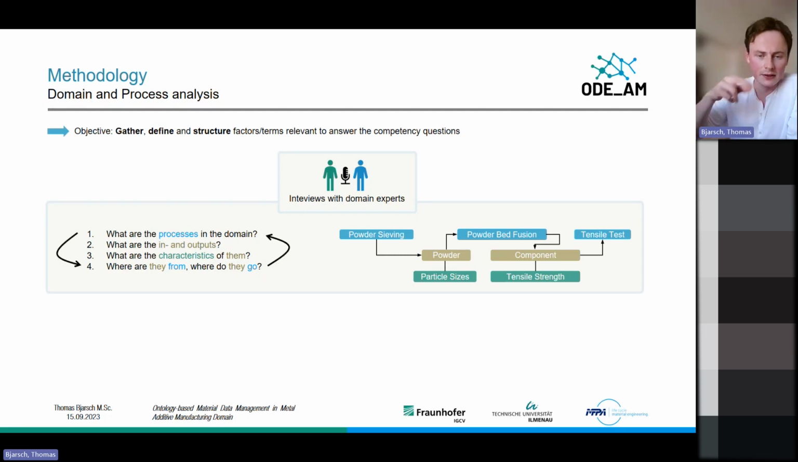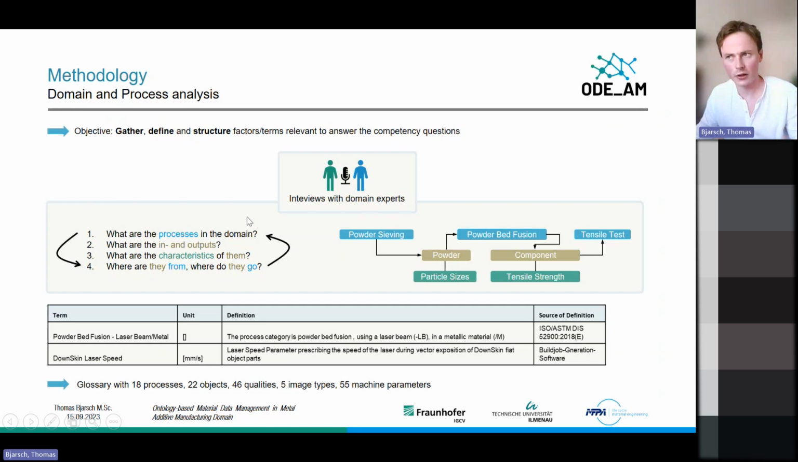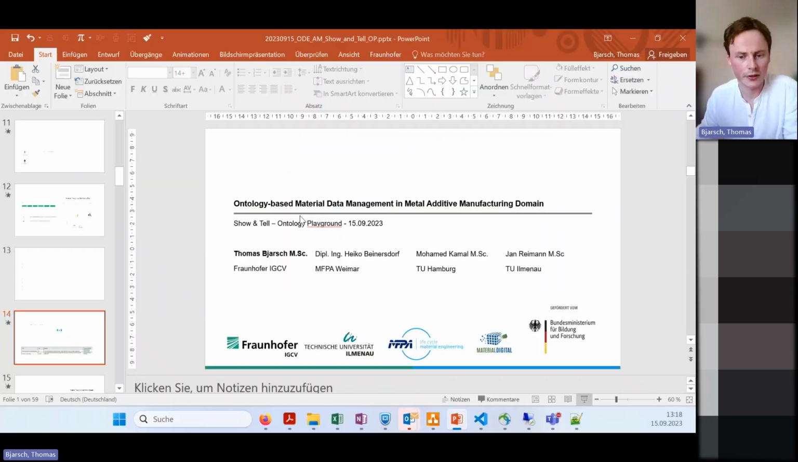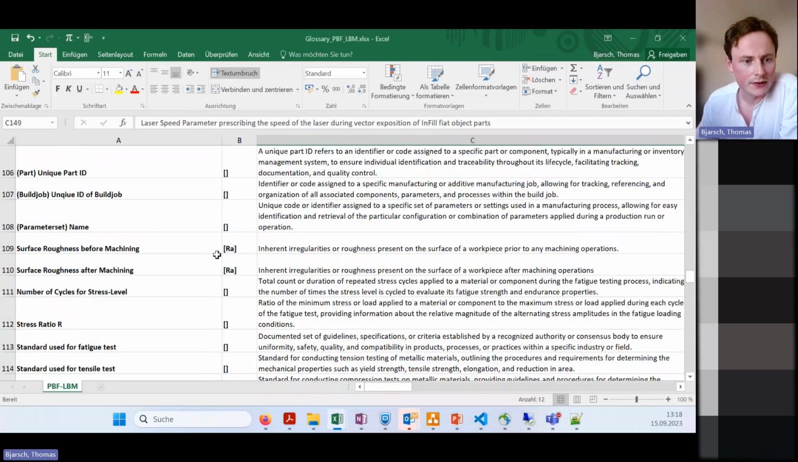And this is an iterative approach. So now we have new processes, powder sieving and tensile testing. Then you have to go to the experts for these processes and also capture the terms. Out of this, we got a glossary with about 200 terms where we actually can have a look at it. This is how it looks.